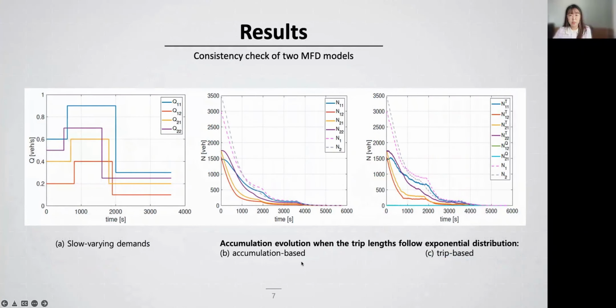So after introducing the two different MFD models, we need to ensure these two models are consistent, since the controllers are designed and applied on different models. As shown in the figure, we utilized a slow-varying demand, and the travel length follows an exponential distribution. The accumulation evolutions are shown in these two figures. The two models are consistent in the trend of accumulation evolution, while the magnitudes are not exactly the same, since the trip-based model reacts immediately when there is a demand surge.